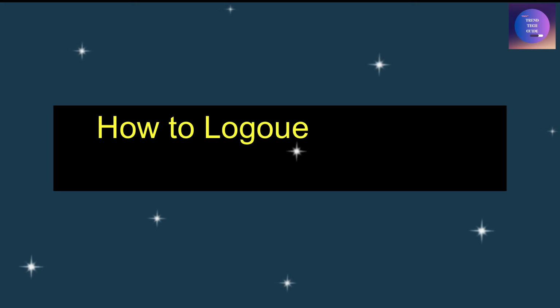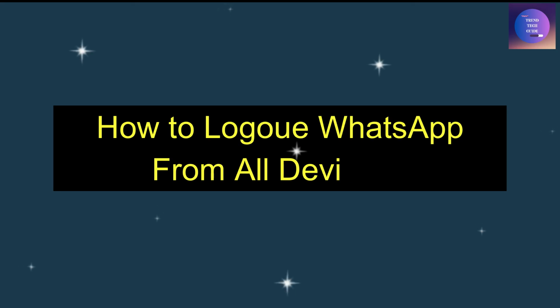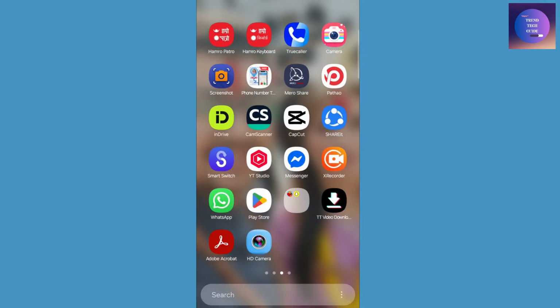Welcome back. In this video, we'll show you how to log out of WhatsApp from all devices quickly and securely. Logging out from all devices is useful if you've logged in on a shared computer, lost your phone, or want to protect your privacy. First, open the WhatsApp app on your phone.